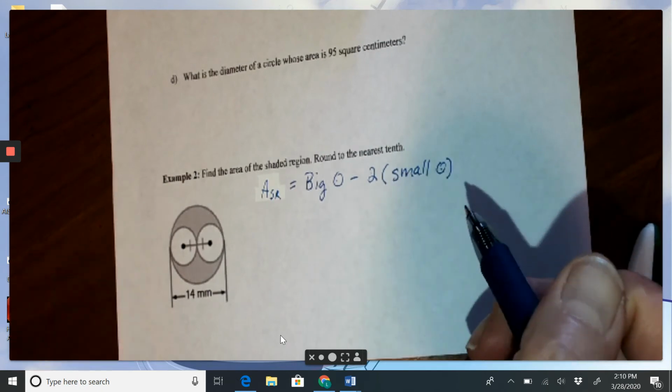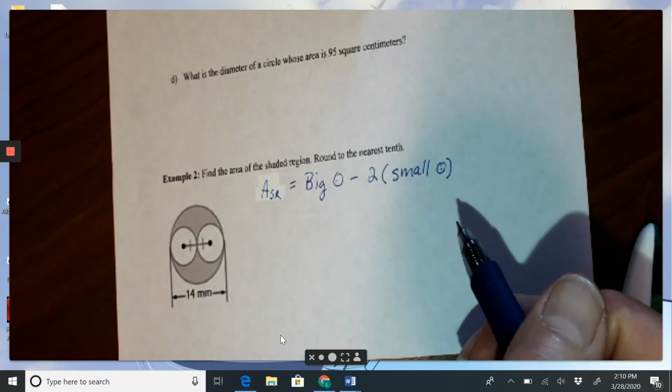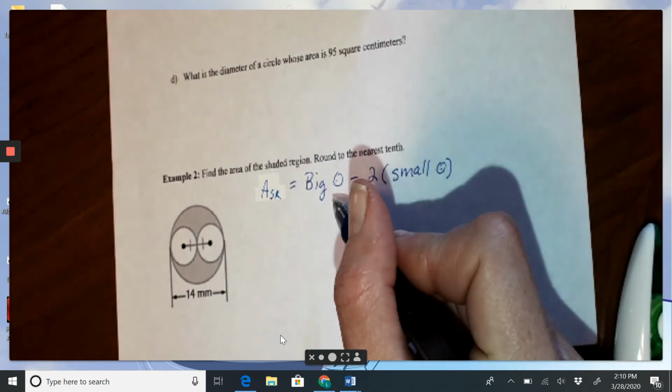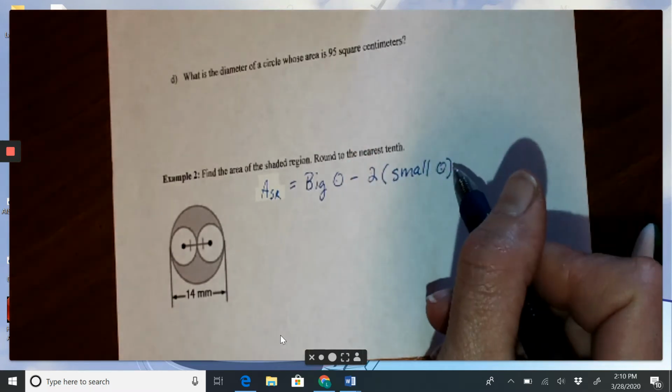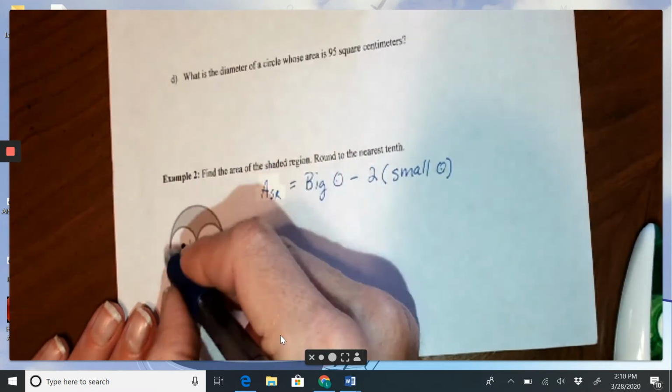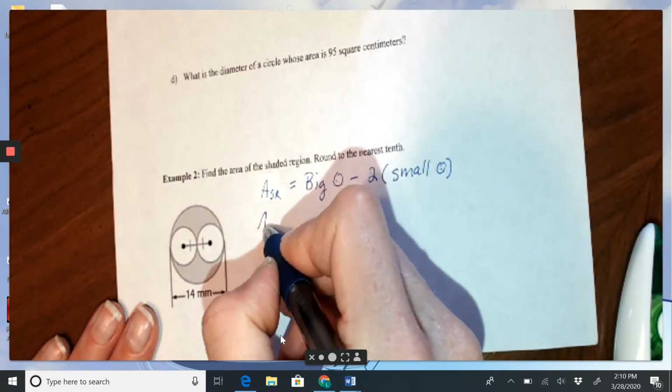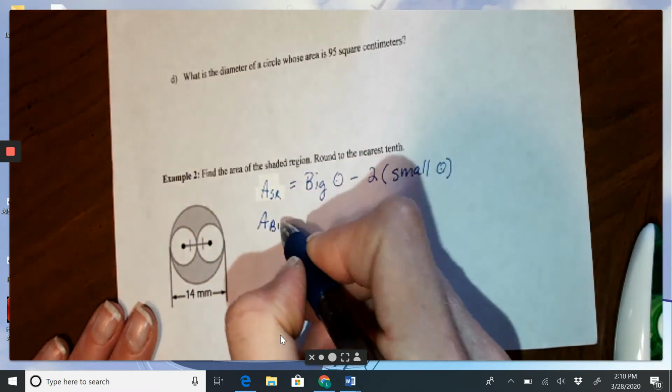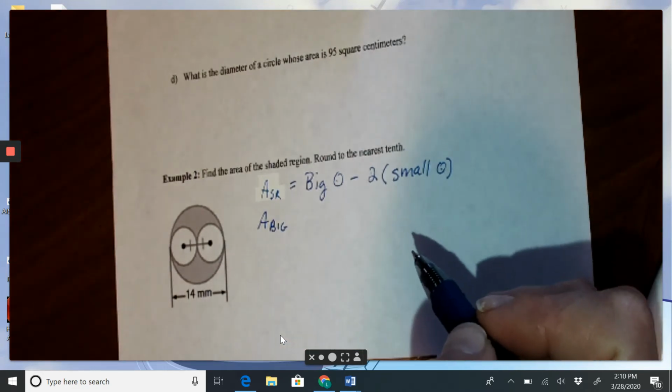So what we first need to do in order to find the area of the shaded region is find the area of the big circle and the area of the small circle. So let's start in on that. Now, for the area of the big circle, I'm going to say area subscript big, talking about the area of the big circle.